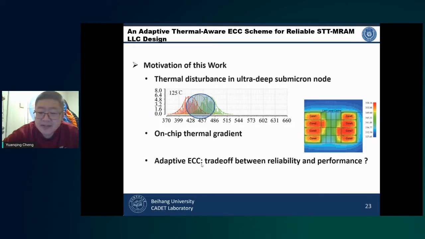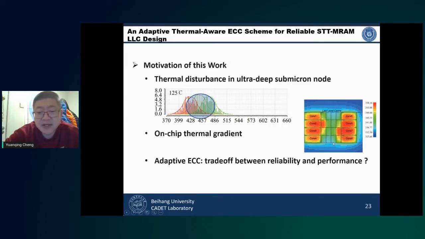We observe that there is a significant thermal gradient on chip, as shown in the right figure. This is the multi-core processor. We use the hot spot to simulate the on-chip temperature variations. We can observe that the thermal gradient can be as much as 30 degrees. So can we make a trade-off between reliability and performance?